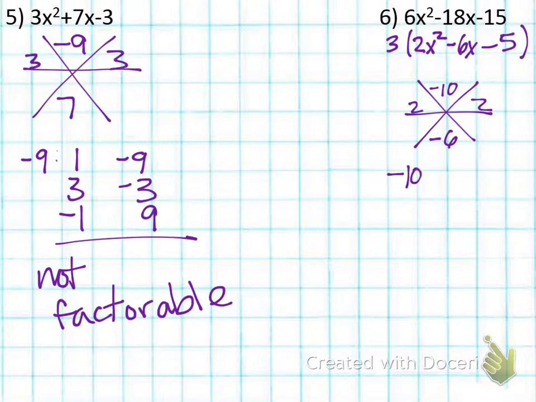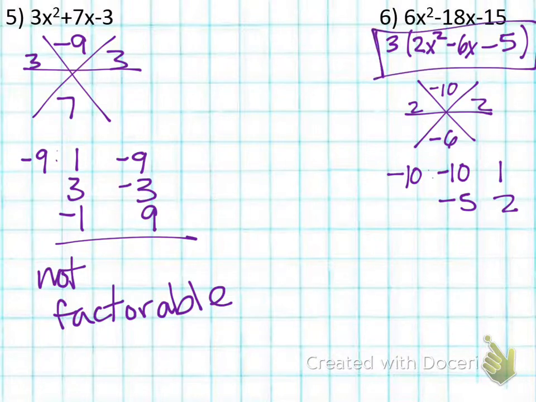Now I'm going to look at factors of negative 10. I have negative 10 and 1, or negative 5 and 2. I could also put the negatives on the other numbers, but I know that I want the negative number to be bigger here because I want them to add to negative 6. But I can see that if I take negative 10 plus 1, I get negative 9, and negative 5 plus 2 is negative 3. So this is not factorable any further. The trinomial inside the parentheses isn't factorable.